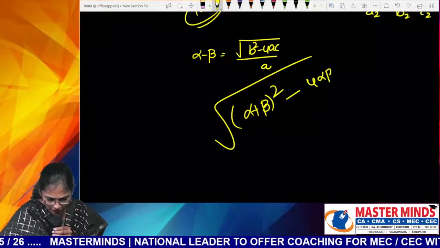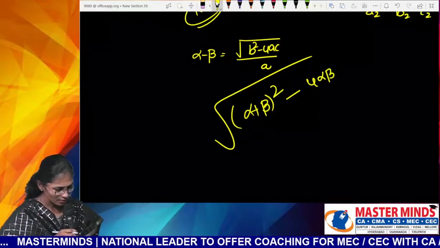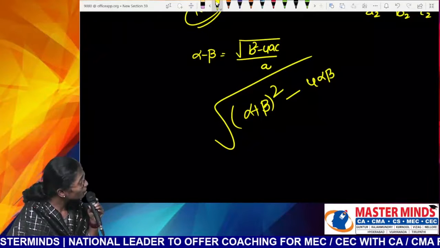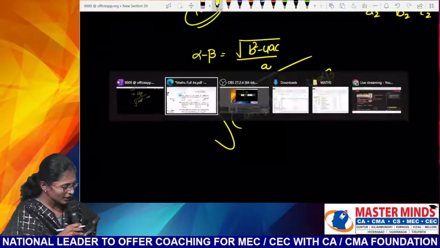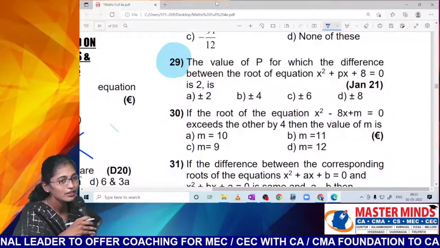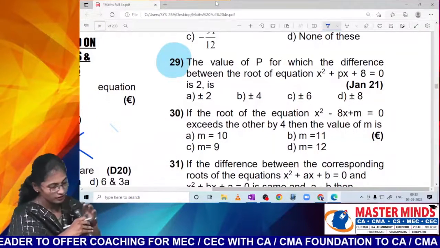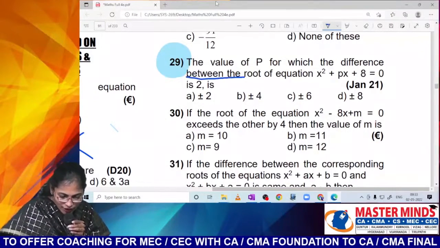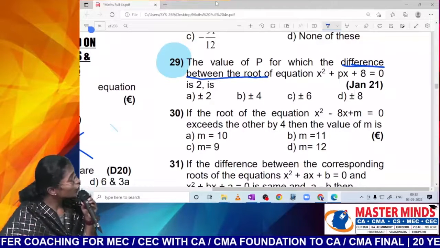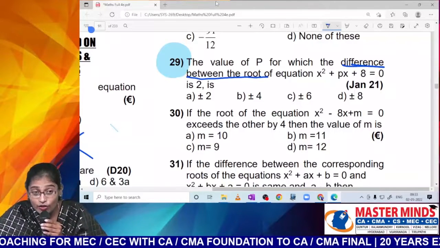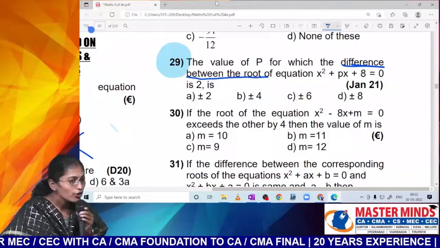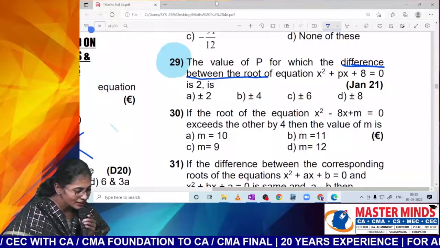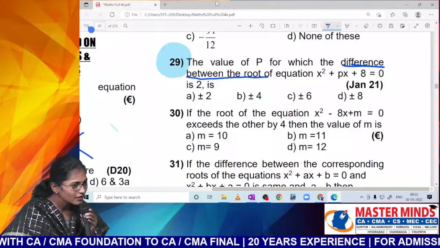Completed copying the formula, Nana? Yes, tell me what is alpha minus beta, square root of what? Come again, tell me what is alpha minus beta? What is given to you? The difference between the roots. How do you call the difference between roots? Alpha plus beta or alpha minus beta? Do you remember the formula for alpha minus beta? Tell me what is that?